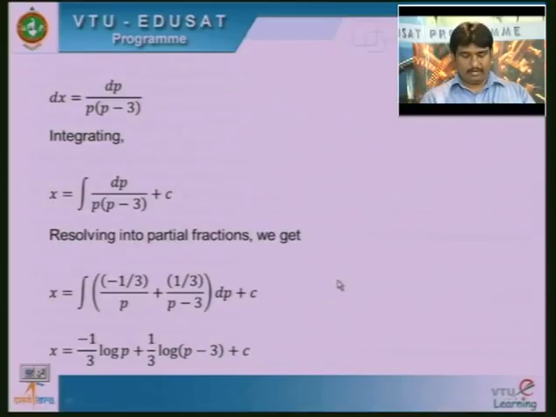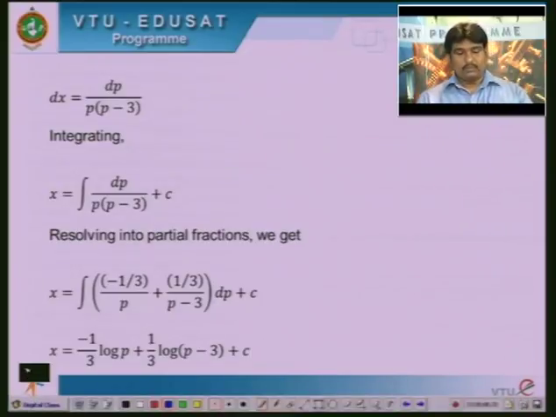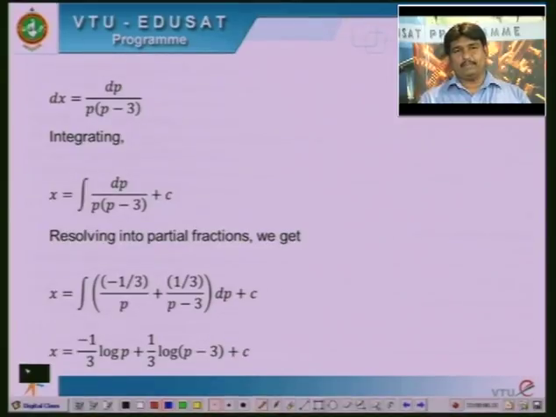Now separate the variables. dx equals to dp by p into p minus 3. Now integrate it. x equals to integration of dp by p into p minus 3 plus c. Now you resolve this using the technique of partial fractions. You have p into p minus 3, linear factors.